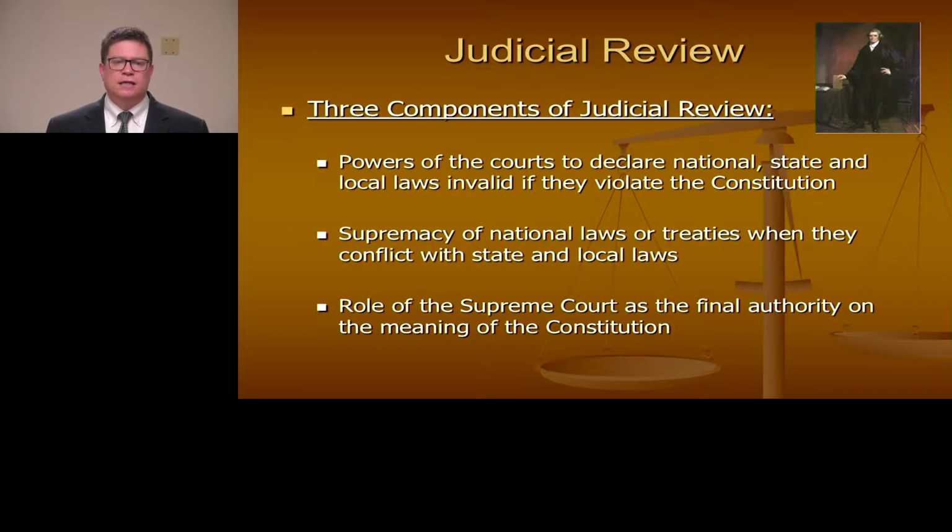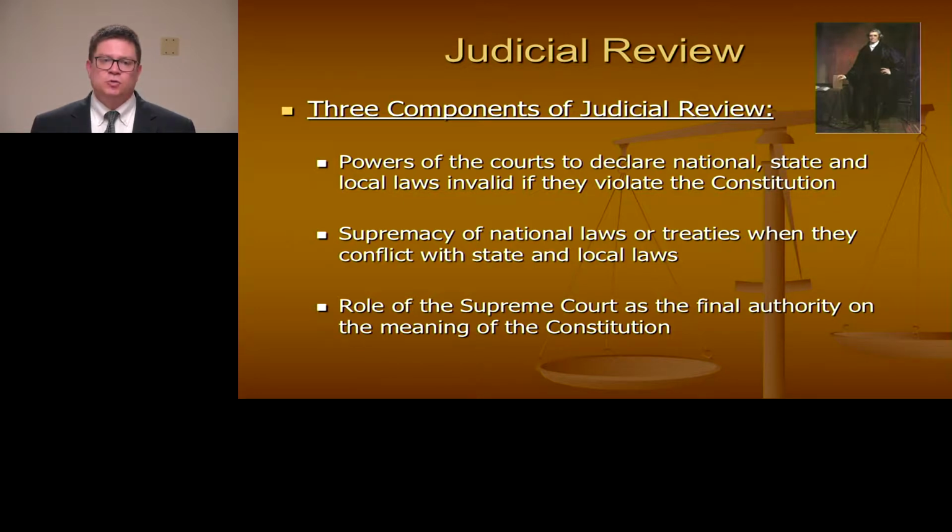The second thing is that as a consequence of their ability to decide on the constitutionality of laws, in the United States we have something called the Supremacy Clause in the Constitution, which means that the U.S. federal government's laws are supreme over the laws of state and local governments if they conflict. So it's up to the federal judiciary to determine whether something conflicts with a state or local law at the federal level, and if so, that state or local law is in essence declared unconstitutional.